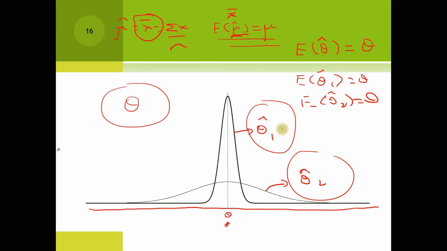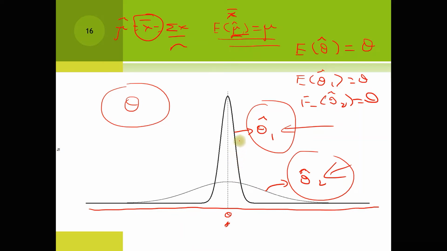Which formula? Shall it be this formula, or shall it be this one? Shall we use theta cap 1 to estimate our theta? Shall we use theta cap 2 to estimate our theta? If both are unbiased, that's already the first principle that is being satisfied. But we need to go further and check which one will give us a more precise solution to estimate theta. Both of them are accurate, but which one gives us a more precise solution to estimate theta?